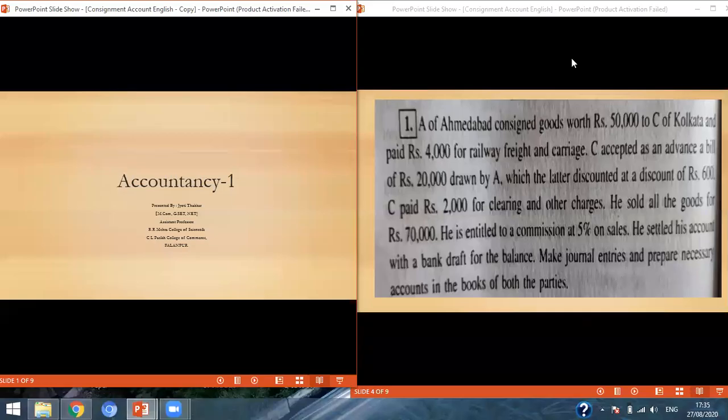Hello everyone. For BCom Semester 1 English Medium, today I'm going to explain sum number 1 in compulsory account. I'm Jyoti Thakkar and you are going through sum number 1 of the consignment account today. So let's see the amount of consignment account.